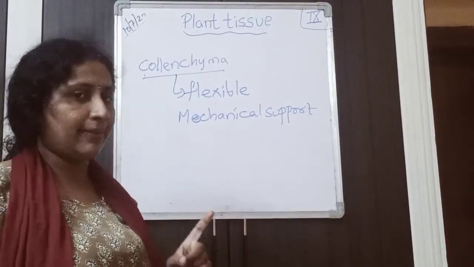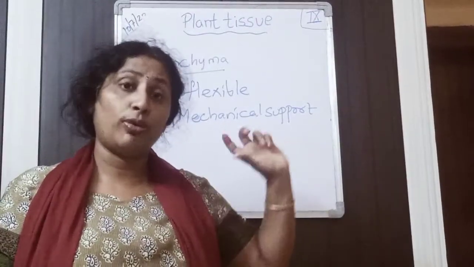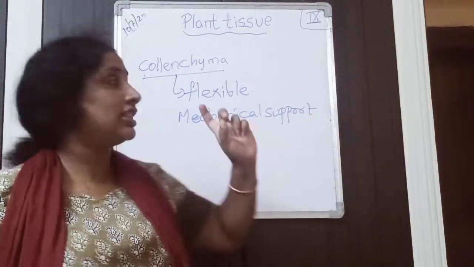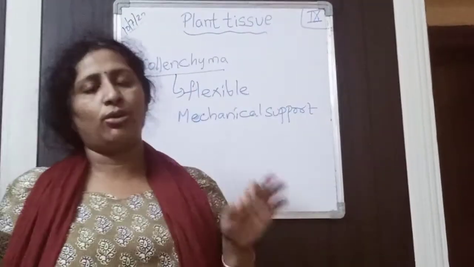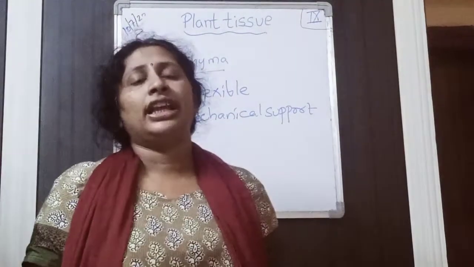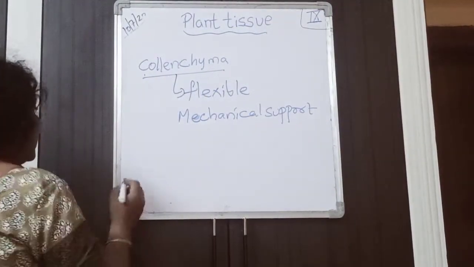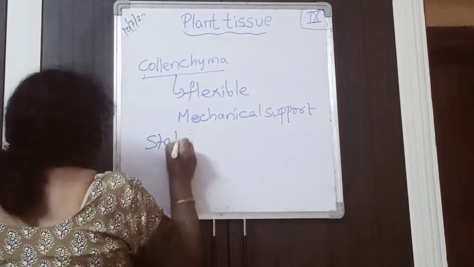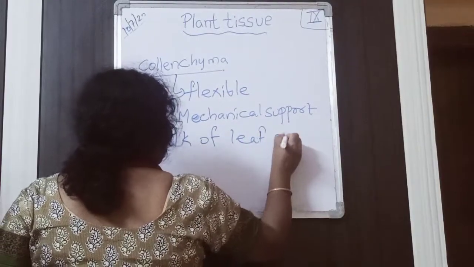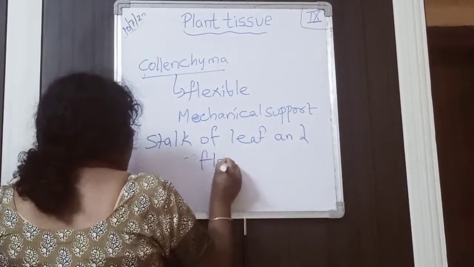Okay, mechanical support. Don't confuse the word with chlorenchyma. Chloro, that is parenchyma tissue. Chlorenchyma. This is collenchyma. Now, if you see, mostly the collenchyma tissue is present near the stalk of the leaf and flowers. Stalk of the flowers and flowers. Okay.